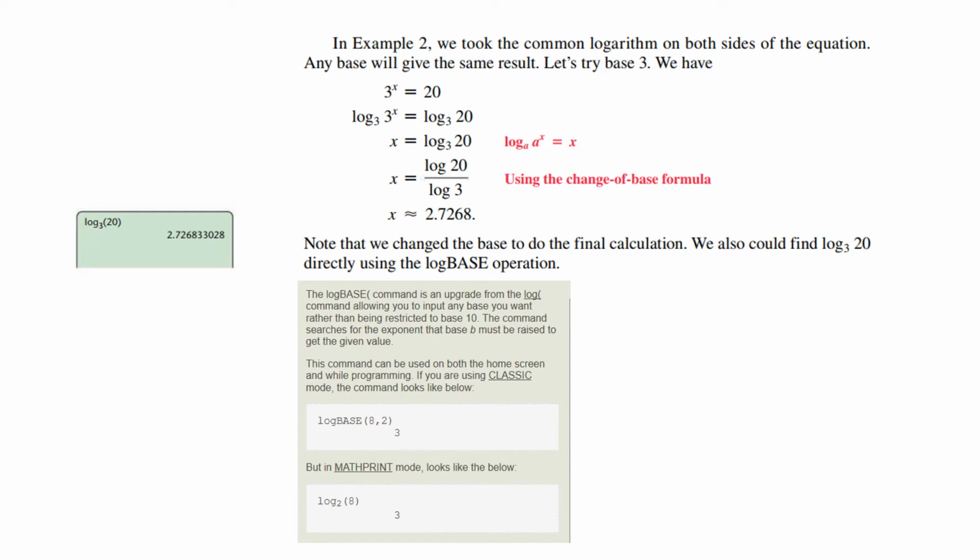Now in that example, we took the common logarithm on both sides, but any base would give you the same answer. For example, if we took the base log 3, we would have got this expression, and then we could use the change of base formula and get this as an answer. Or there is a function that you can do this using many of your calculators. The TI-84, our standard platform, uses a log base operation that is discussed here, and that will give you the answer directly without using the change of base formula.